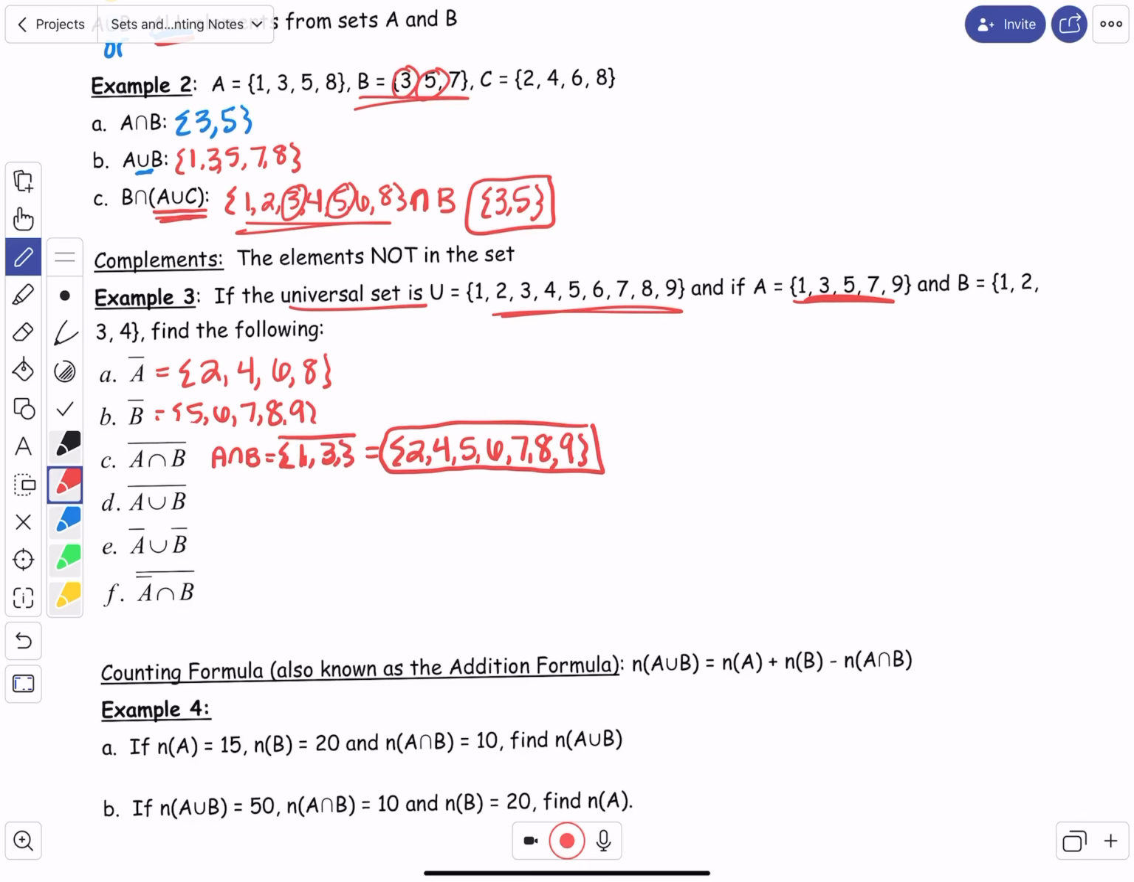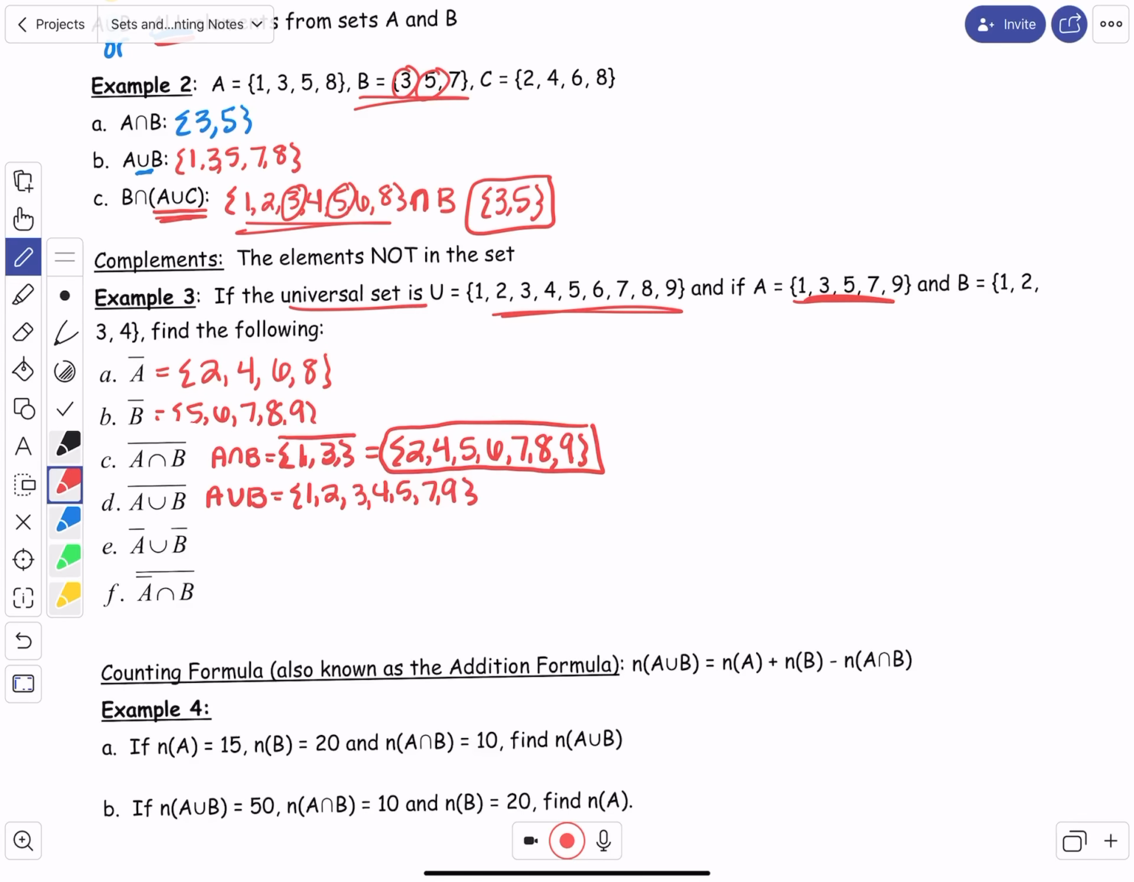Okay, so then the next step, I'm going to follow the same steps. I'm going to do this part first. So basically, I'm going to take everything between A and B, which is 1, 2, 3, 4, 5, 7, and 9.